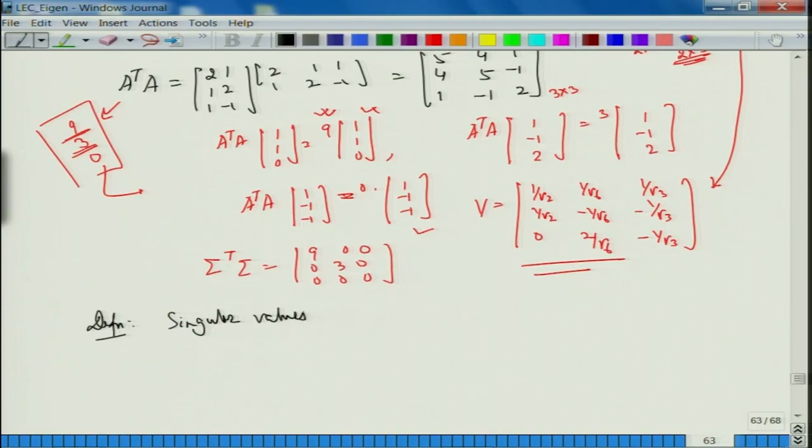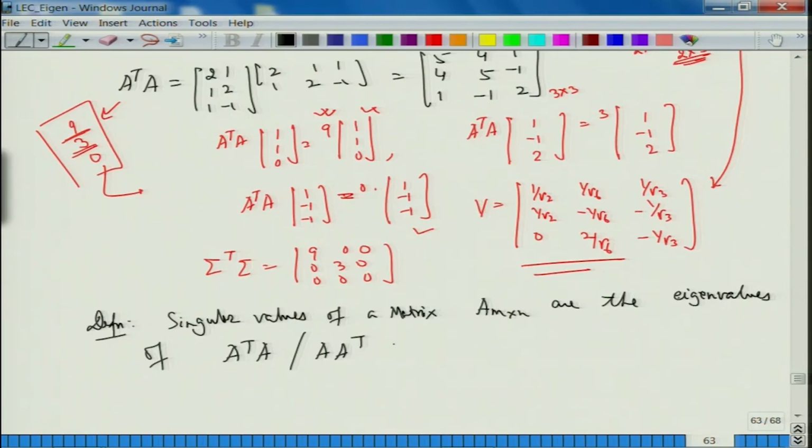Definition: singular values of a matrix A, which is m cross n, are the positive square roots of the eigenvalues of A transpose A. All right, no negative, only positive square roots. Positive square root of the eigenvalues of this. Is that okay? Fine.